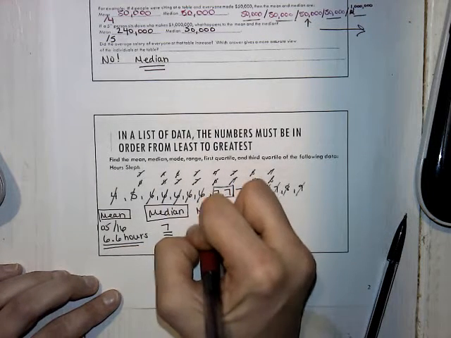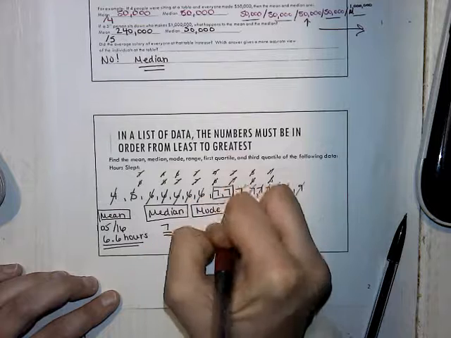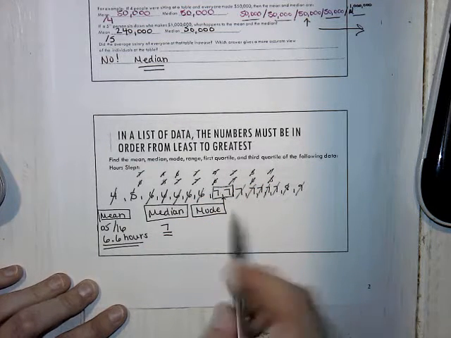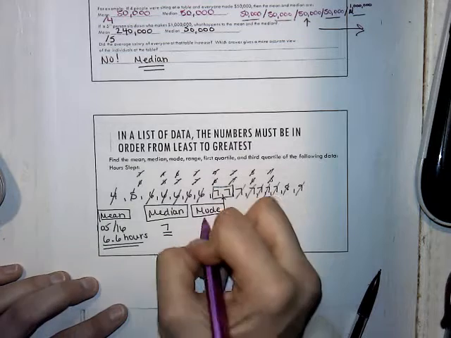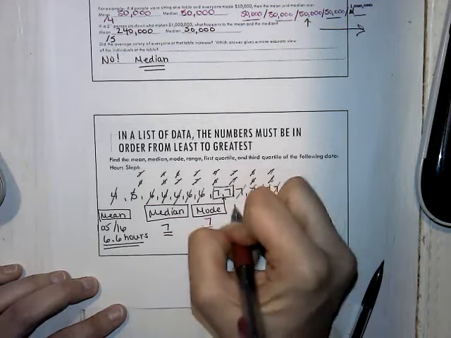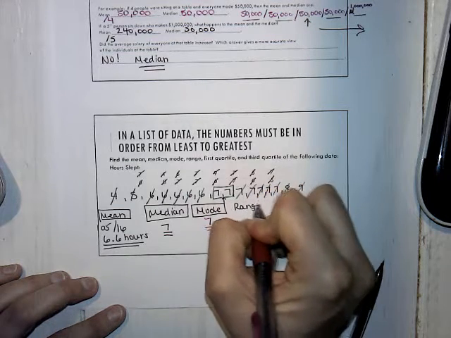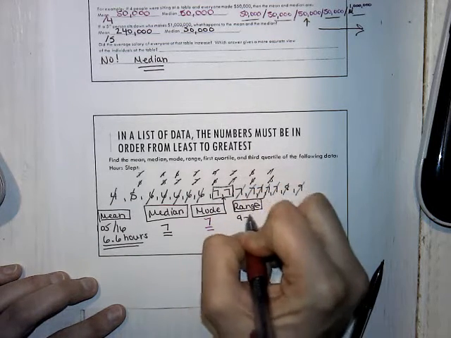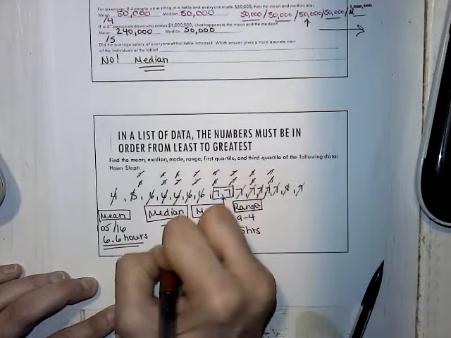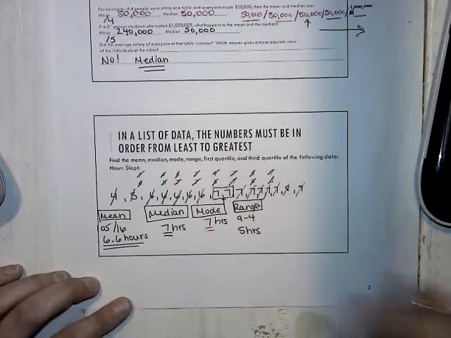My mode is my most often. And my most often is my 7s. I have 7 7s. And my range is from 9 to 4, which is 5 hours. So we have our mean, median, mode, and range.